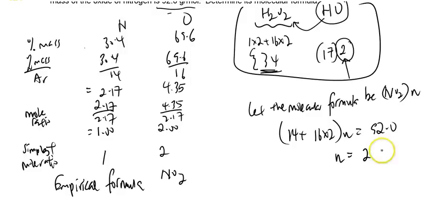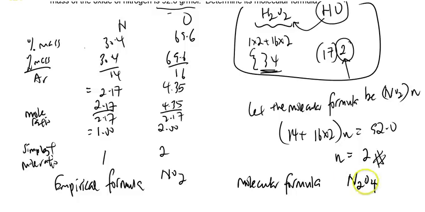So based on this, I will be able to determine the real molecular formula of this oxide of nitrogen, and it is actually N2O4, dinitrogen tetroxide. Dinitrogen because it's 2, tetra because it's 4, so it's dinitrogen tetroxide.